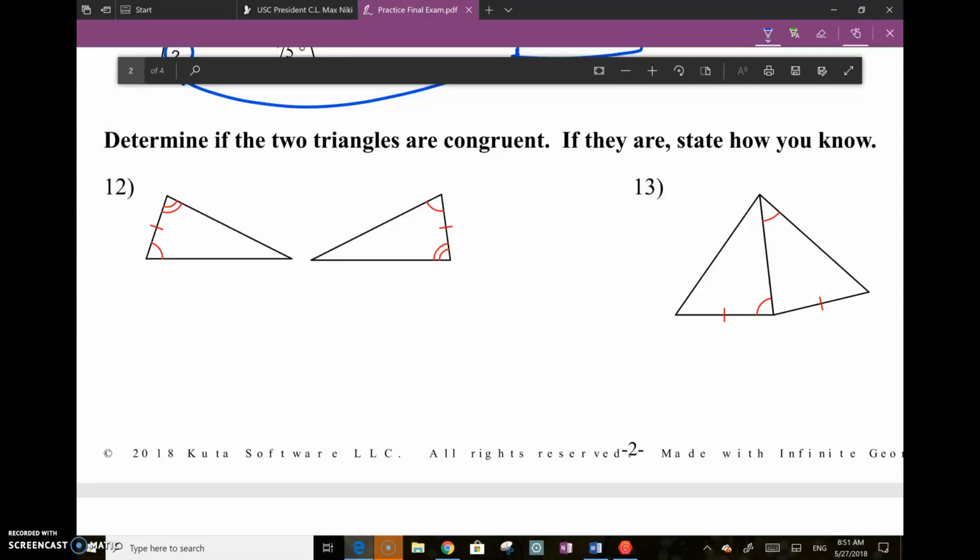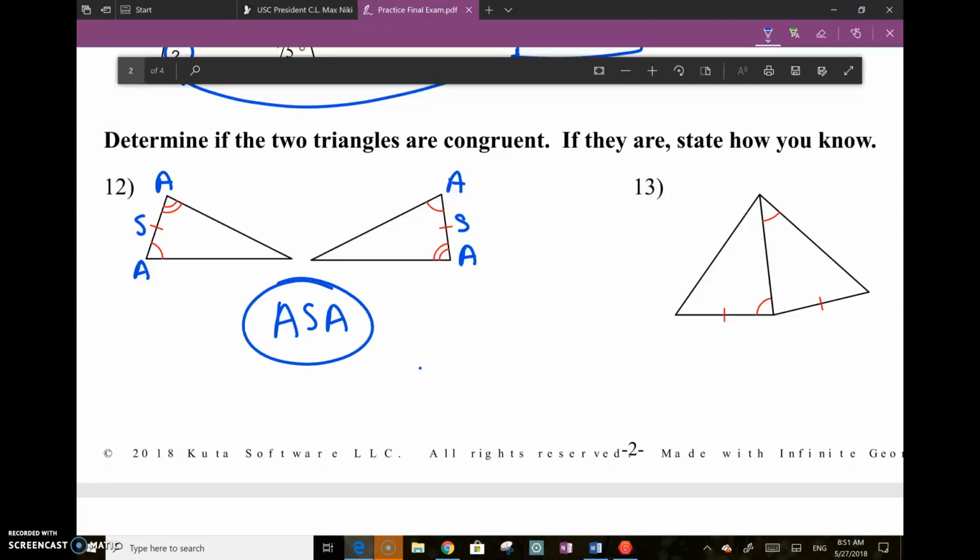Number 12, we have to look at the markings, and what I see is that I have an angle, I have a side marked, and I have another angle. And the corresponding parts do show an angle, a side, and an angle. So this is definitely congruence by the ASA, or angle side angle theorem.